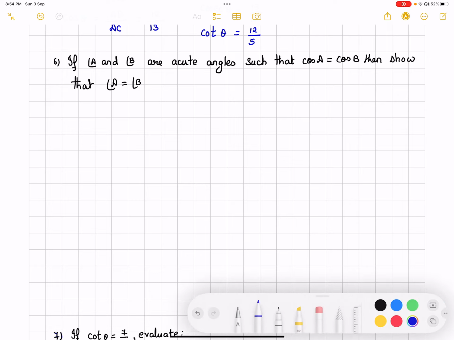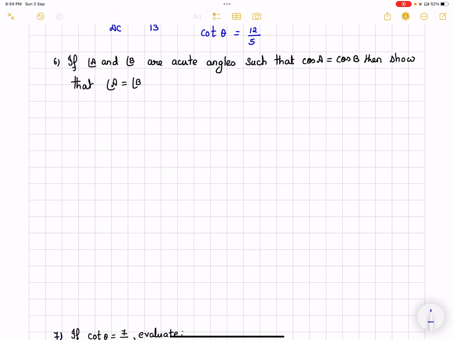This particular information which has been given here, angle A and angle B are acute angles, is the most needed information for us. Now, no need to consider a right angle triangle. See, here I have a triangle. This is an acute angle and this is an acute angle. Then obviously both are acute.